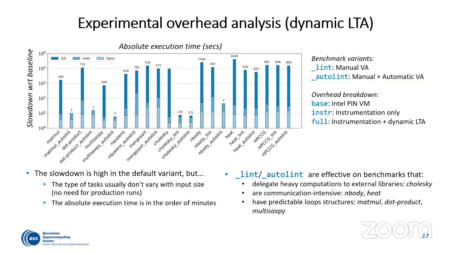When using verification annotations and the compile time tool, the scenario is much more favorable. Lint and autolint are very effective on benchmarks that spend most of their time inside external code. For example, not only Cholesky terminates this time, but also very quickly, since it makes heavy use of the annotated Intel MKL libraries. Benefits are also evident for communication-intensive benchmarks using blocking MPI calls protected by manual annotations, like nbody and heat, or benchmarks which make use of execution kernels with very predictable loops that the compiler can understand and wrap inside automatic annotations, as for example matmul, dotproduct, and multisaxpy.